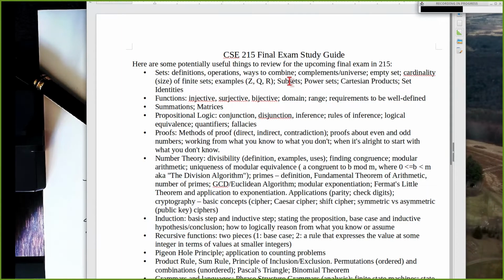Subsets. A subset contains some or all of the elements in another set, but it doesn't have anything that's missing from the original set, so it's a subset, right?